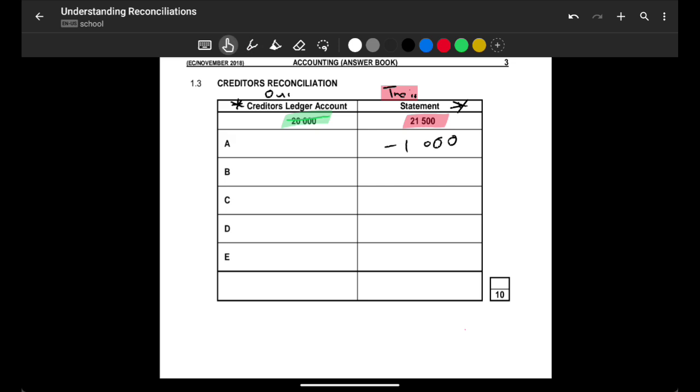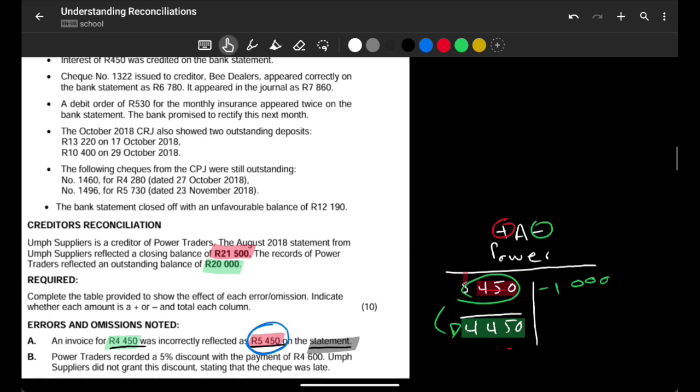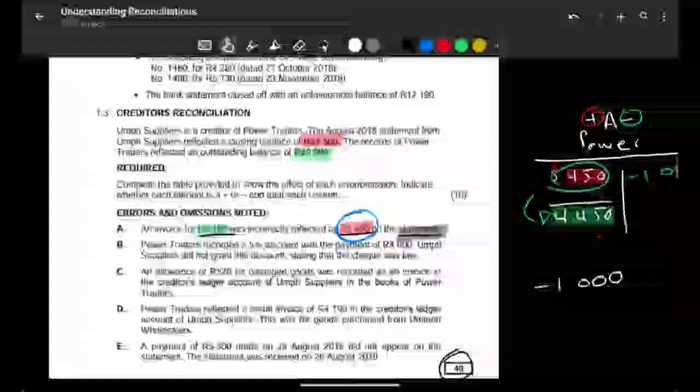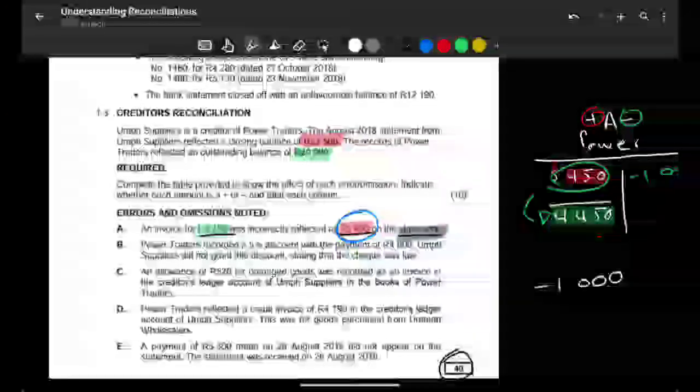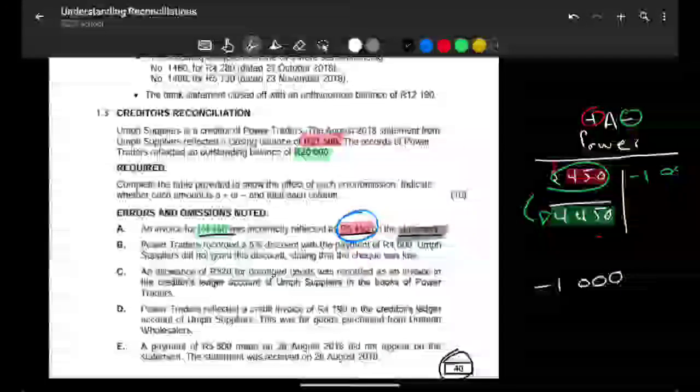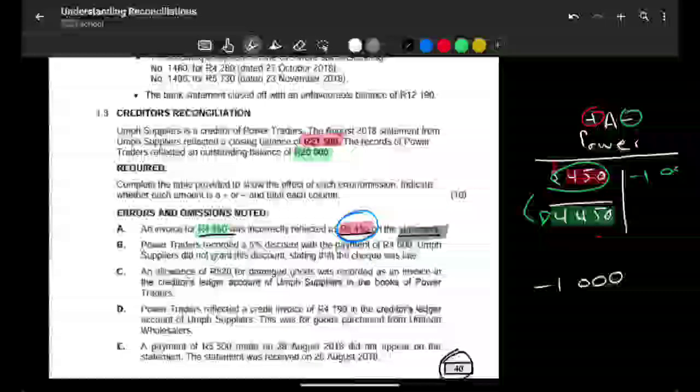Remember we said the mistake was on their side because it is in the statement, the part where I highlighted in black, right? Next, Power Traders recorded a 5% discount. All right, Power Traders is us. We recorded the discount with the payment of 4,600. Suppliers did not grant this discount, stating that the check was late.